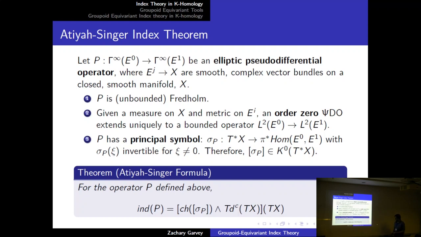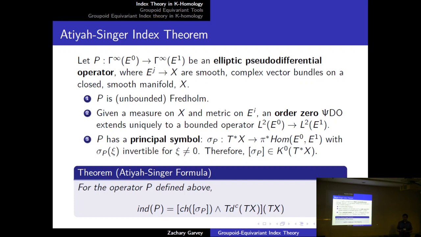And what the Atiyah-Singer index theorem states is that the index, the Fredholm index of this pseudodifferential operator is an intersection product between the Chern class, or the Chern character of this K-theory class, and something called the Todd class of the complexified tangent bundle. If you integrate this over TX, you get the index. So it's basically a novel way of describing this Fredholm index that was on the other tab.